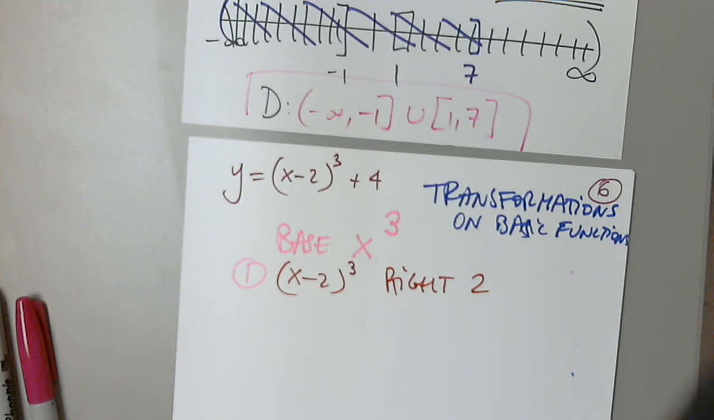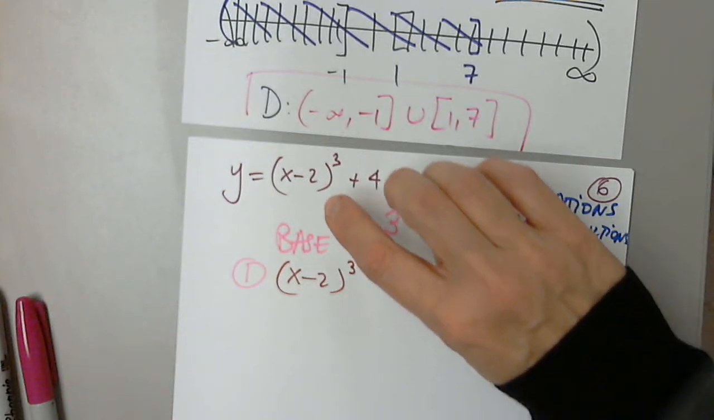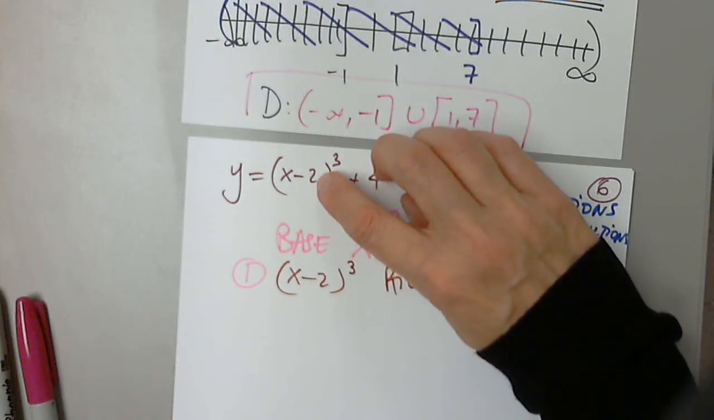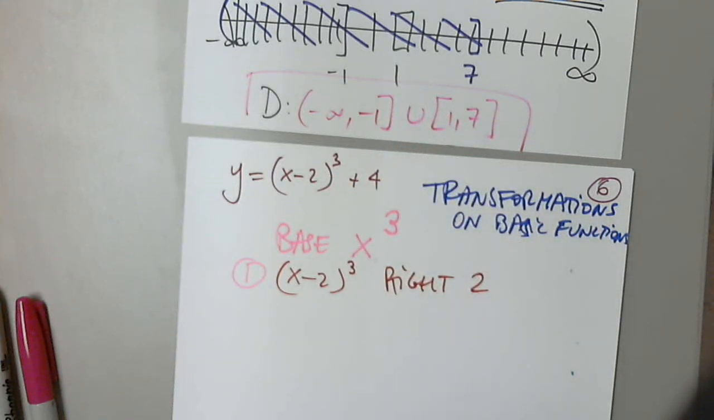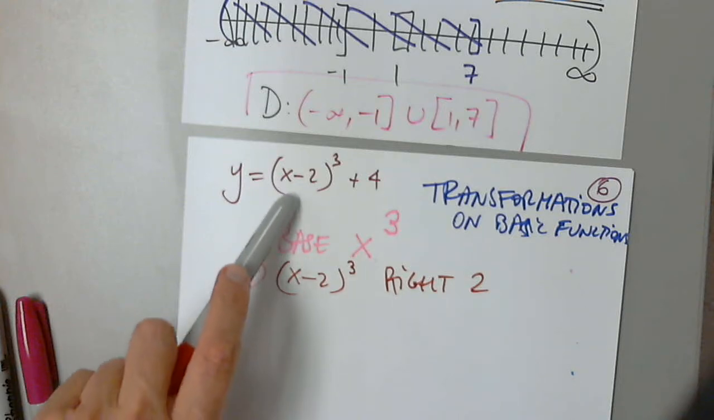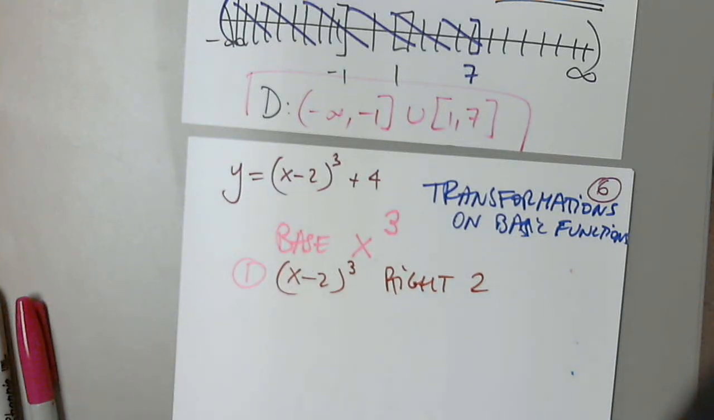Whenever we are changing x, we go left and right. Whenever we are changing y, we go up and down. How do I know I changed x? Because the base function was x, and here I have x minus 2. So the graph of x cubed goes through the origin, and the graph of x minus 2 will go to the right too. It's a horizontal shift of 2 units to the right.